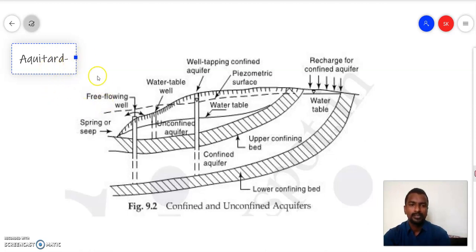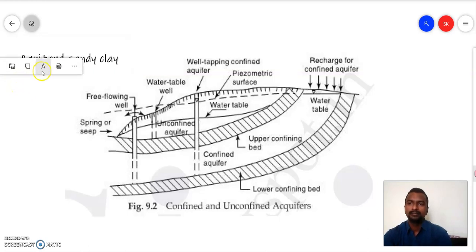Because of which there is less significant yield. So the yield is less as compared to the aquifer in the case of an aquitard. An example can be sandy clay. Sandy clay can be an example of an aquitard.